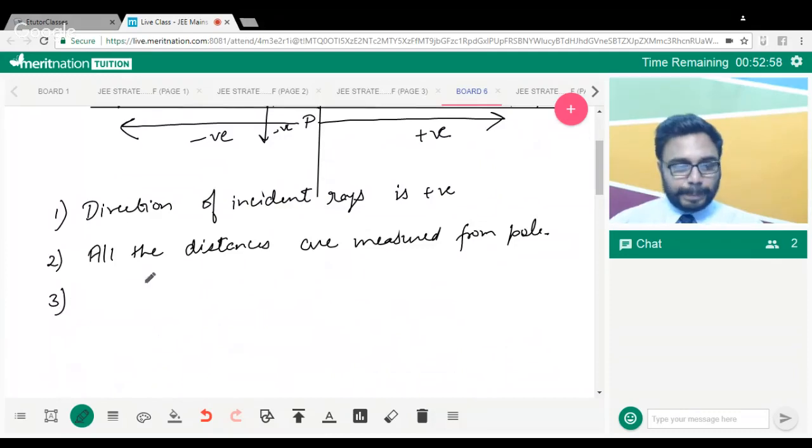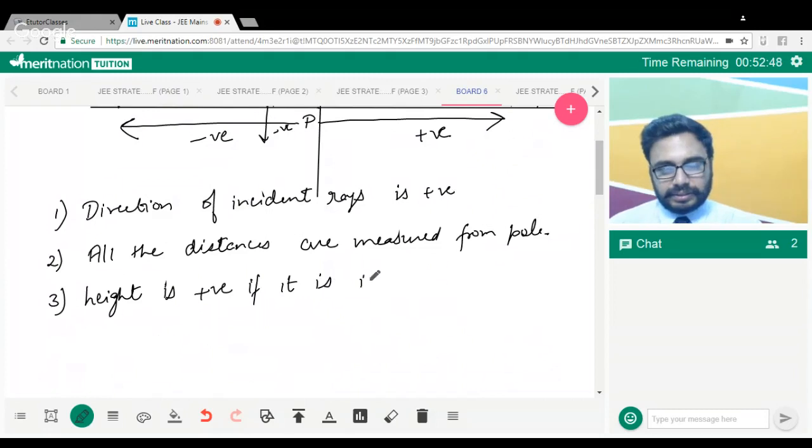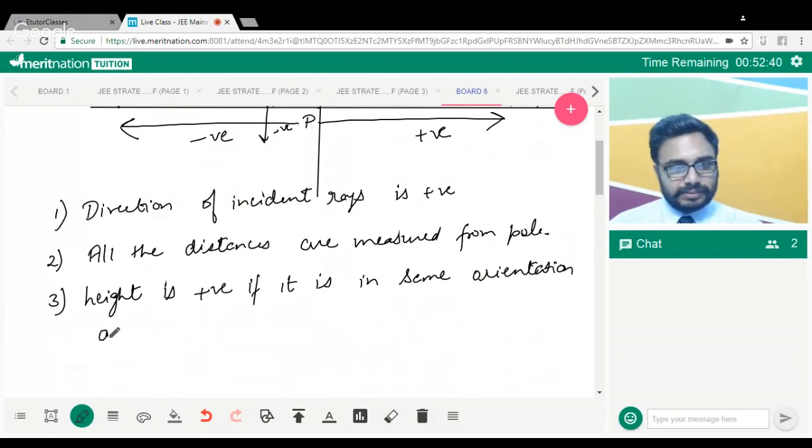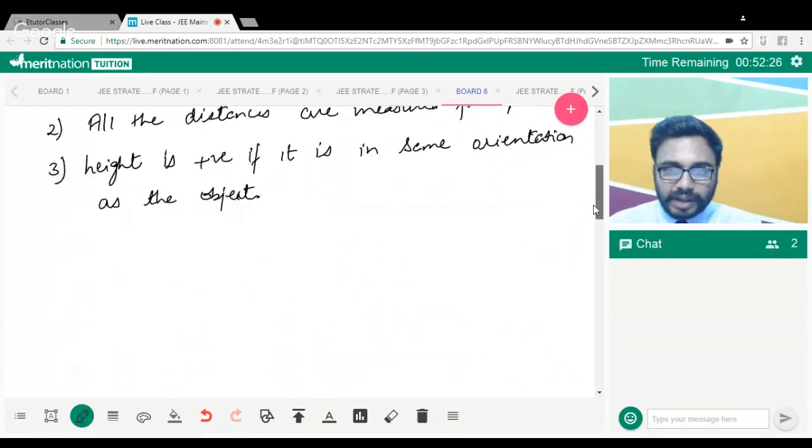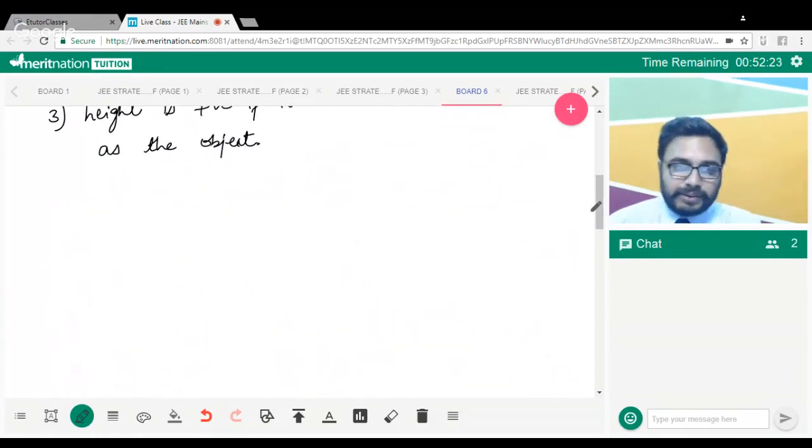Third, height is positive if it is in the same orientation as the object. So only these three things are for sign convention, and they are important because without sign convention you cannot do anything in this optics. After that, we are having wave optics.